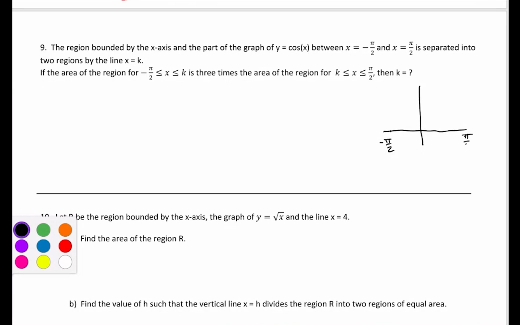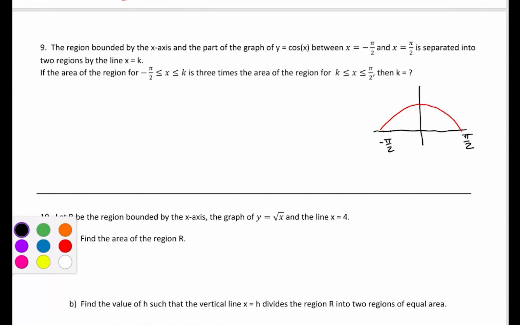And to pi over 2, also 0. So our graph is going to do something like this. It's not going to be like a semicircle, but it's going to kind of look like one a little bit. It says the area of the region between negative pi over 2 and k is 3 times the region of the right-hand side.